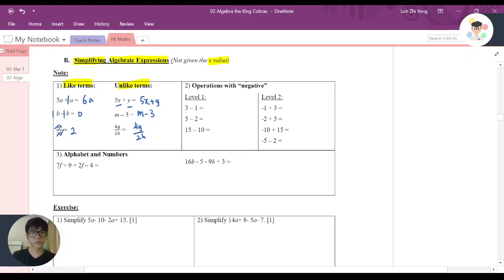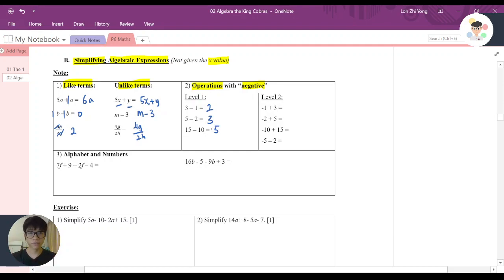Okay? So let's move on to the next part that I want you to know before we move on, which is about operations with negatives. Let's just try to do level 1. Level 1 is something that you know exactly for sure. 3 minus 1 is equal to 2. 5 minus 2 is equal to 3. 15 minus 10 is equal to 5.